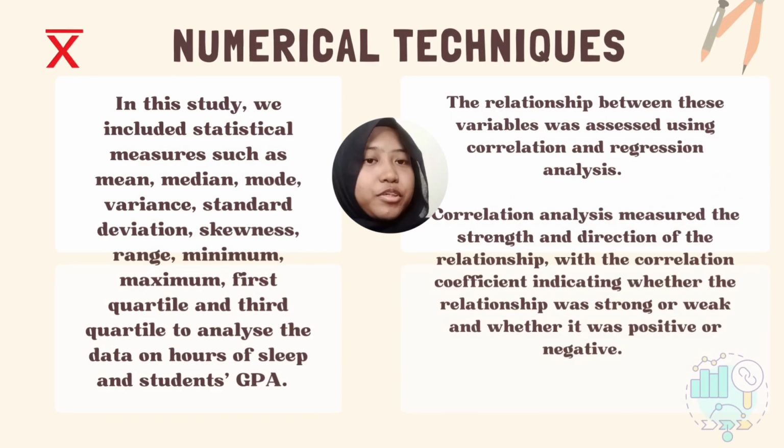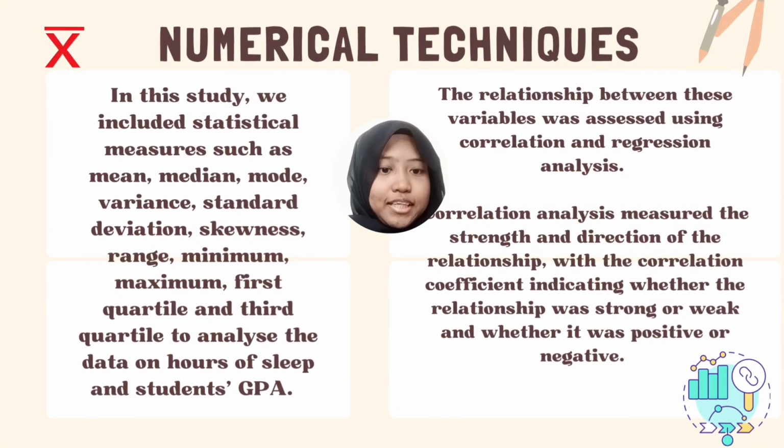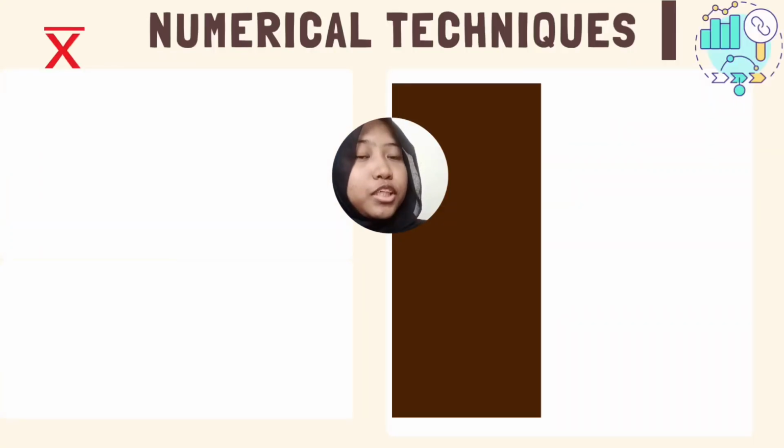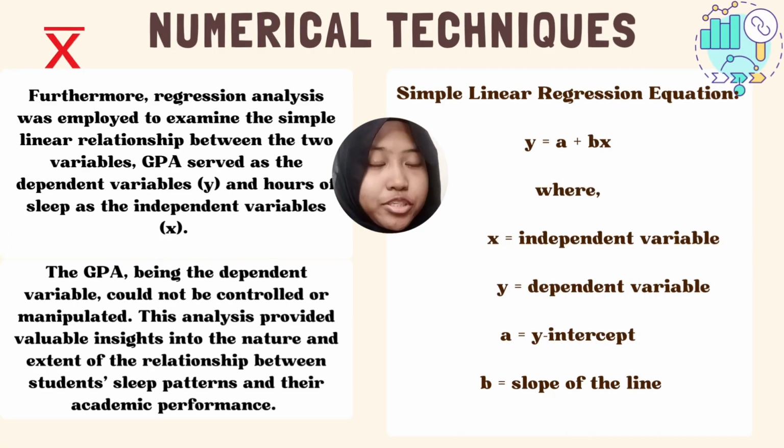Okay, so now I am going to explain about the numerical technique. So in this study, we included the statistical measures such as mean, median, mode, variance, standard deviation, range, maximum and minimum values, the skewness, first and third quartile to analyze the relationship between hours of sleep and the student's GPA.